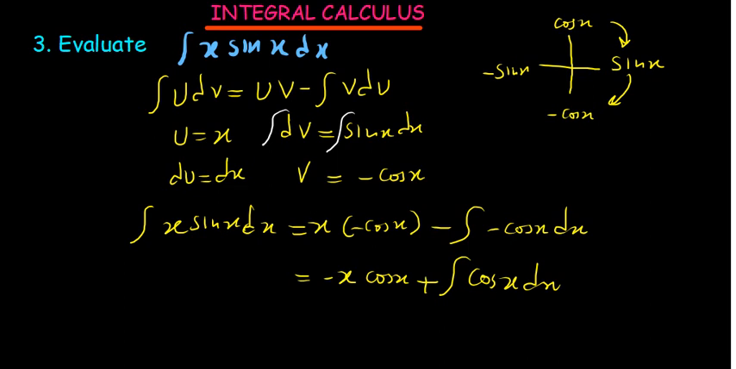What is the integral of cosine? We can see the integral of cosine is sine, and so that is going to give us negative x cos x plus sine x. We'll add the constant c, so that is going to be the integral for that one.